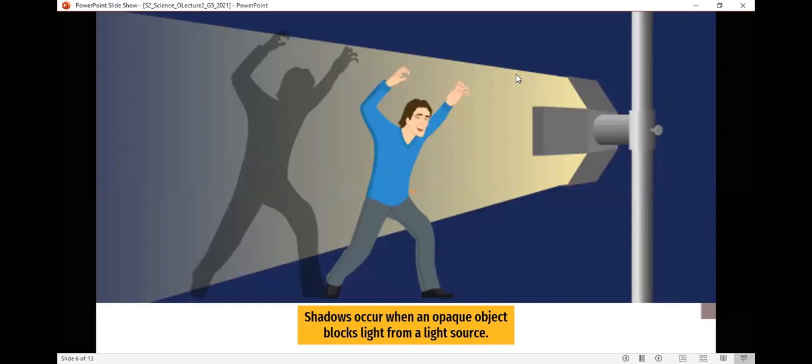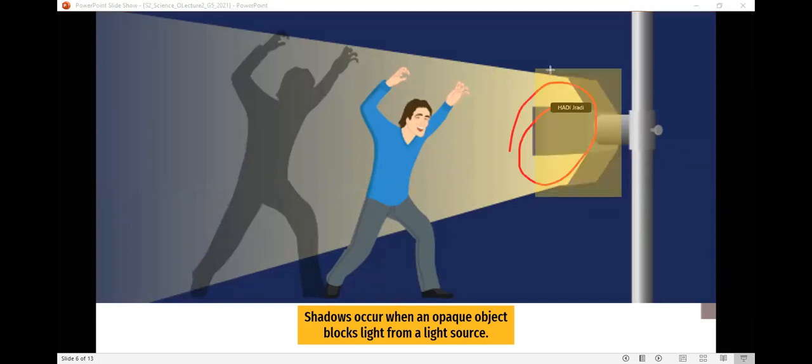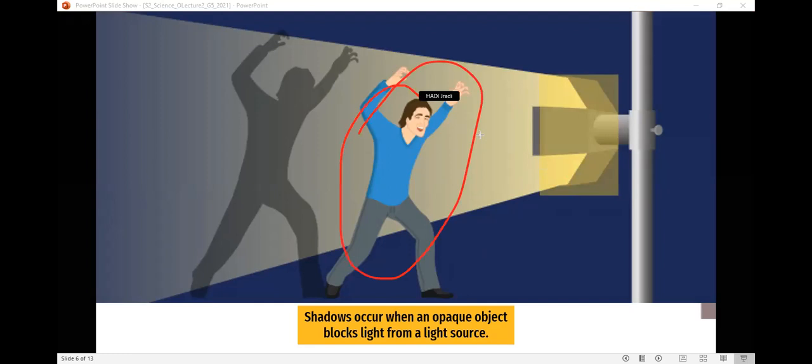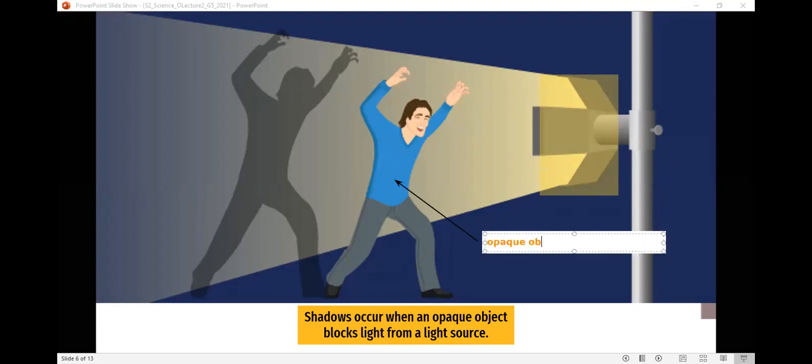Where is the light source? It's the lamp. Bravo ya Hadi. Thank you so much. This is the light source, the lamp. Where is the opaque object? Who blocks the light? The man. It's the man, the boy. This is the opaque object. It does not let light pass through it.